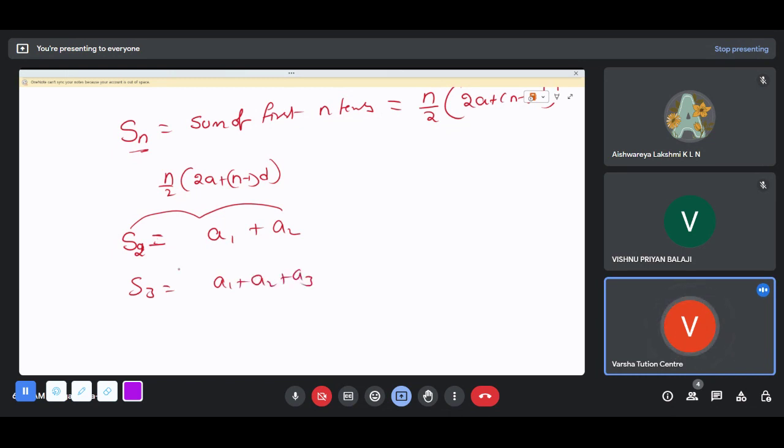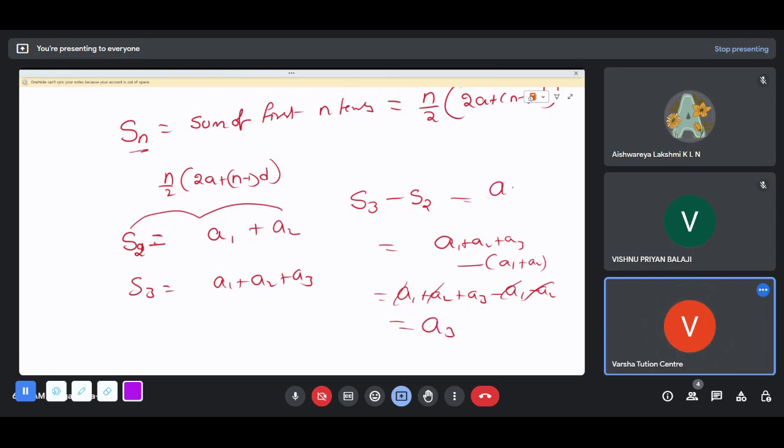Now I am going to think. S3 minus S2. What will you get as the answer? Can you guess? A1 plus A2 plus A3 minus (A1 plus A2). Try to simplify: A1 plus A2 plus A3 minus A1 minus A2. Cancel. What is the value you got? What is the value of S3 minus S2? See how simple it became. Here, from 3 if you subtract 2, you will get A3.